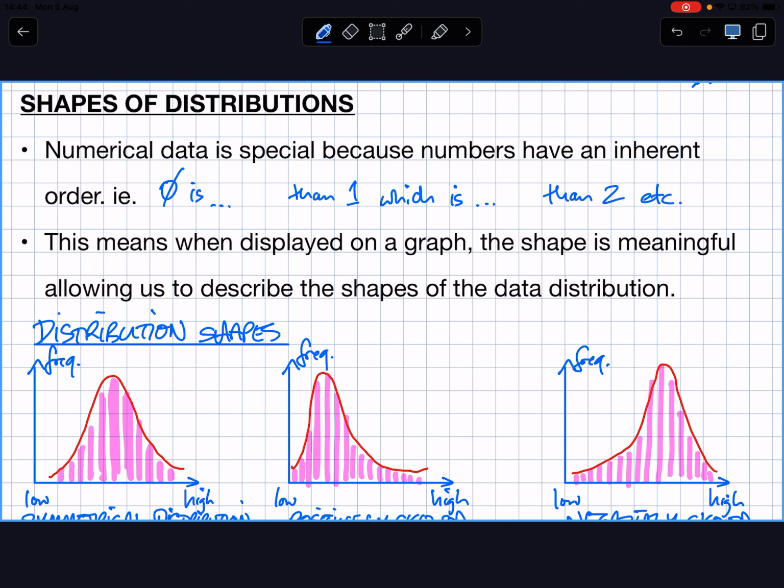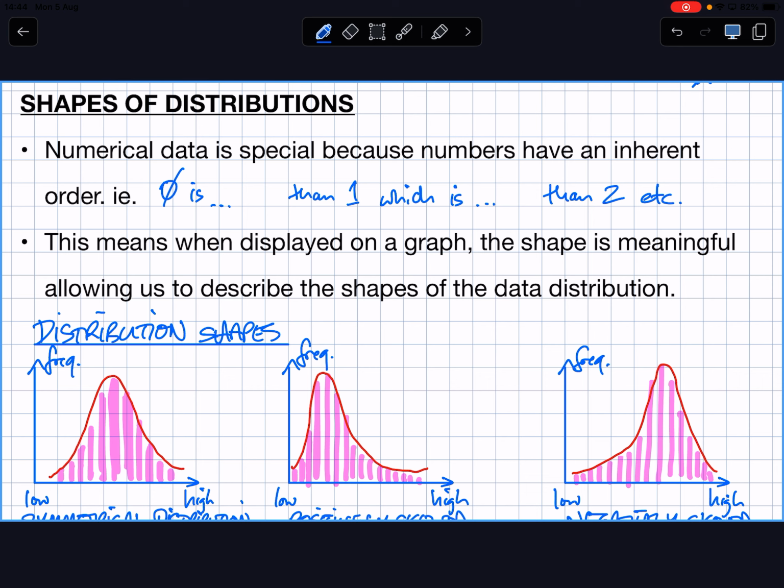I'm not aware if you've talked about shapes of distributions, but we'll deal with that now. Numerical data is special because numbers have an inherent order. Can someone tell me what inherent means? Good, pretty good. Natural. Yeah, you could think of inherent as natural. Numbers naturally have an order to it.